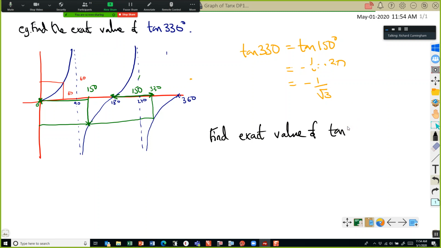225. And I want you to privately message me your answer on chat. I want an exact value, so no decimals. Okay, on chat, please.